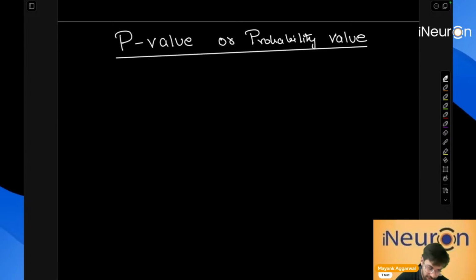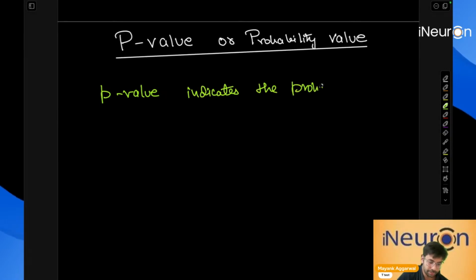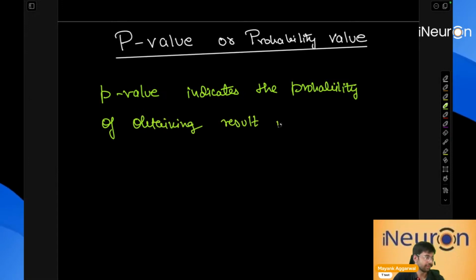Okay, so if no one has any doubt, let me just quickly explain p value as well. P value indicates the probability of obtaining a result if we assume the null hypothesis to be true. So let us understand this in terms of a graph as well.